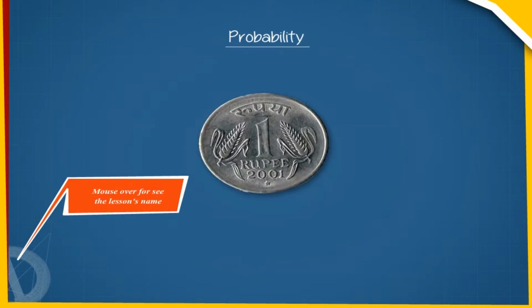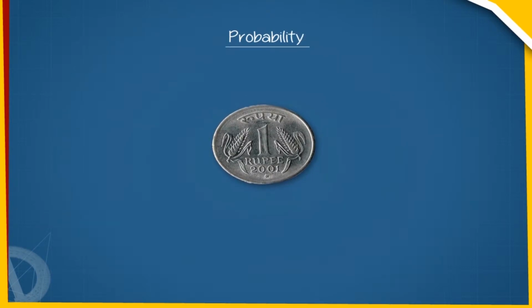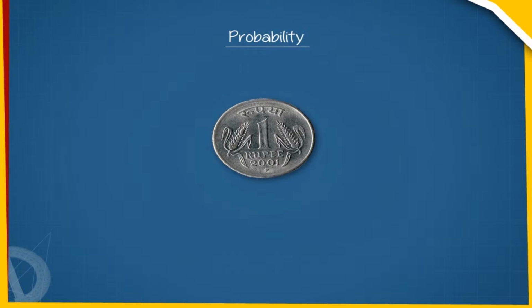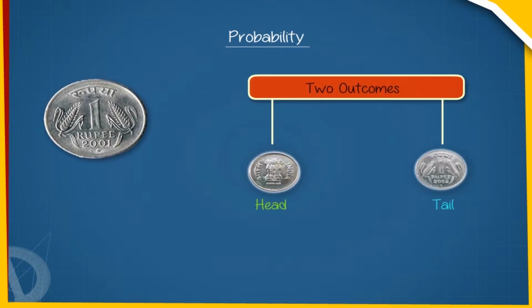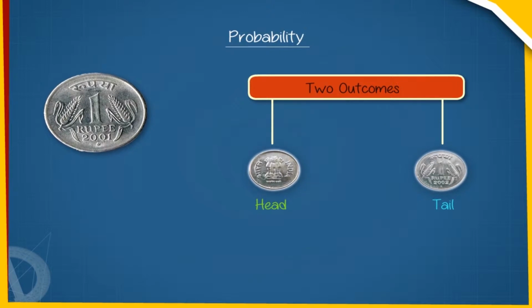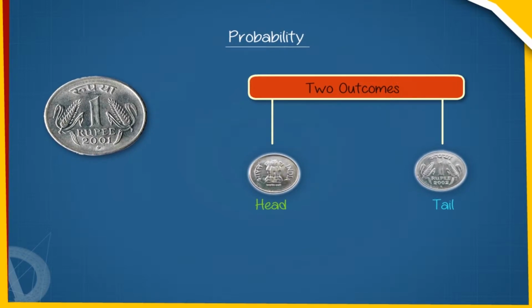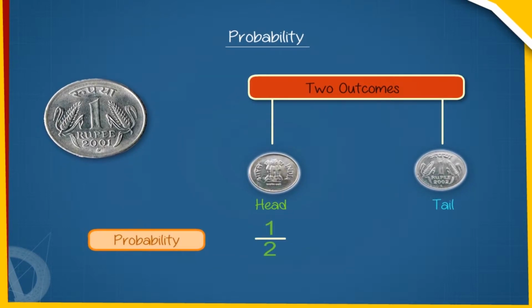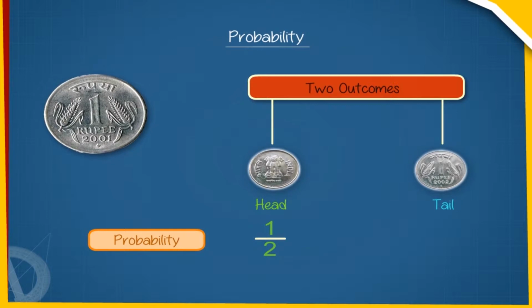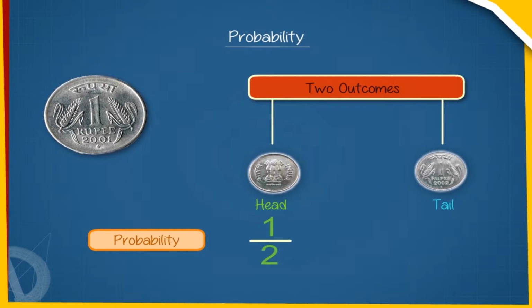Probability. Consider the experiment of tossing a coin once. What are the outcomes? There are only two outcomes, head or tail. Both the outcomes are equally likely. Likelihood of getting a head is 1 out of 2 outcomes, that is 1/2. In other words, we say that the probability of getting a head is 1/2.